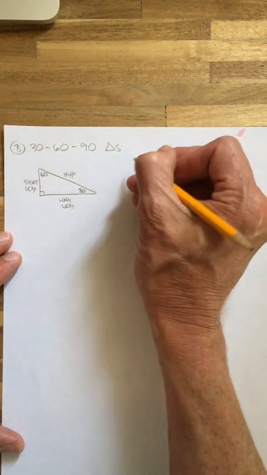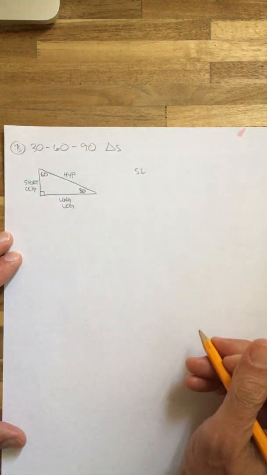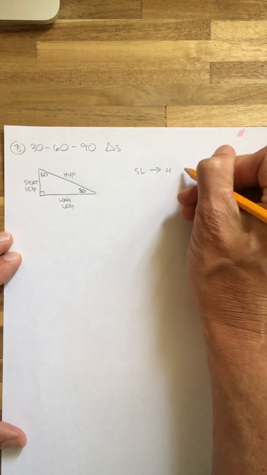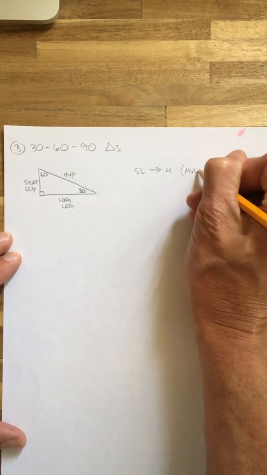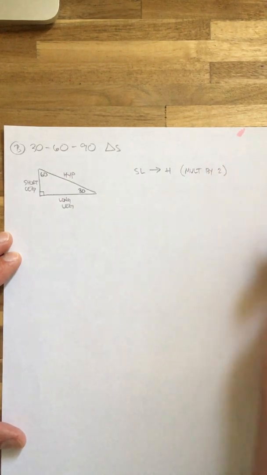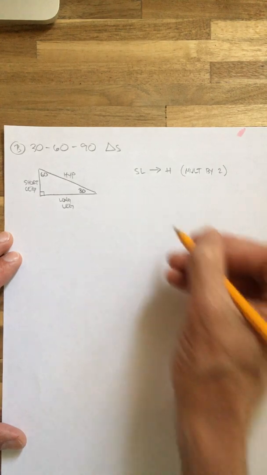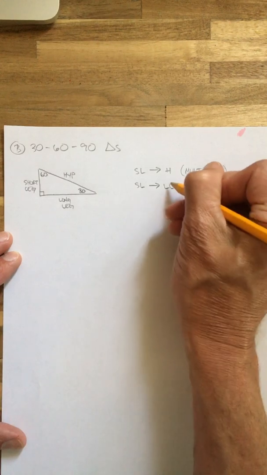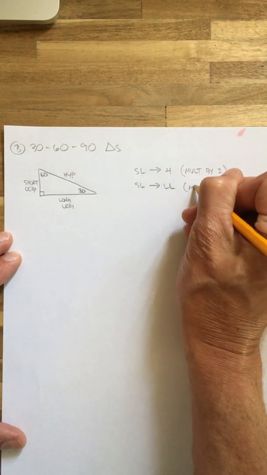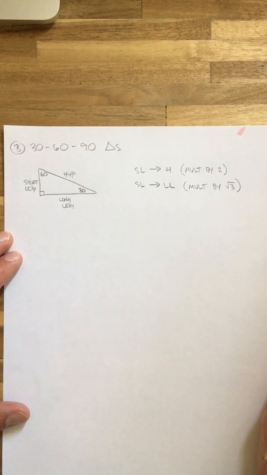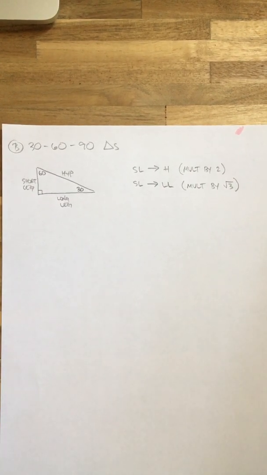So look, if we start with the short leg, to get the hypotenuse, you need to multiply by 2, okay? If you're starting with the short leg and you want to get the long leg, you need to multiply by square root 3. If you can just remember those two things, you can do everything else.